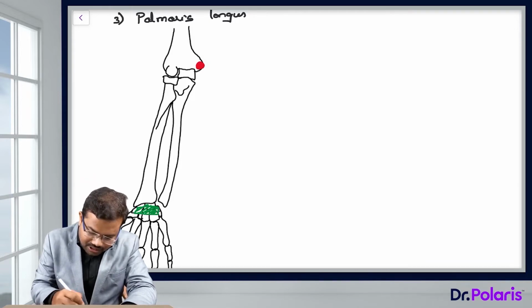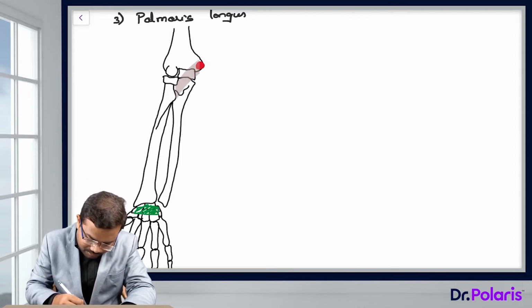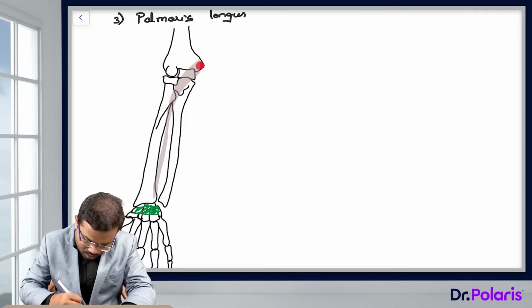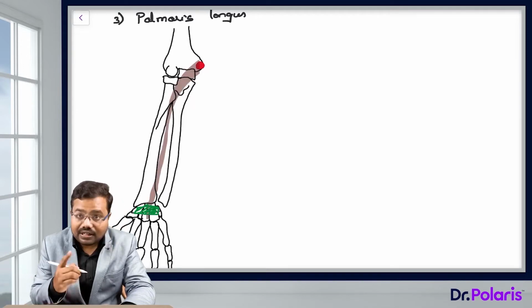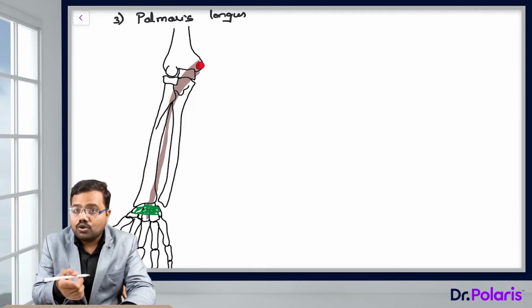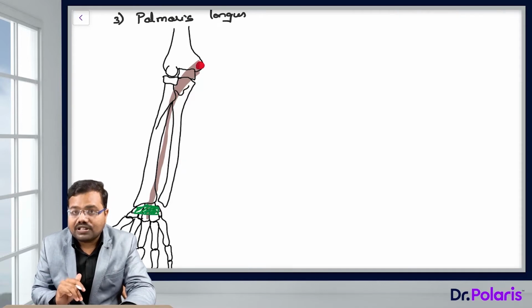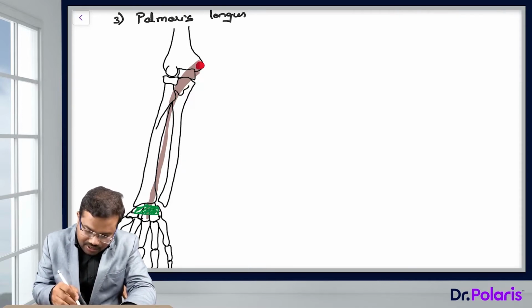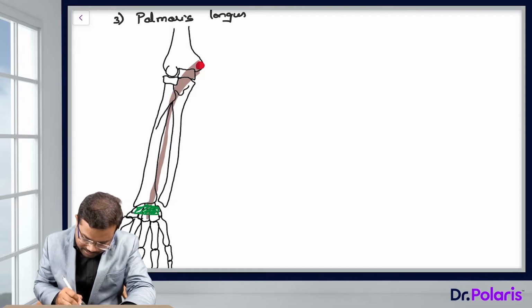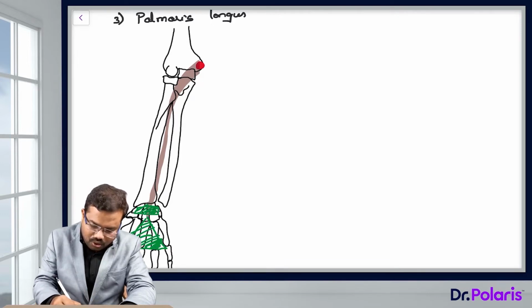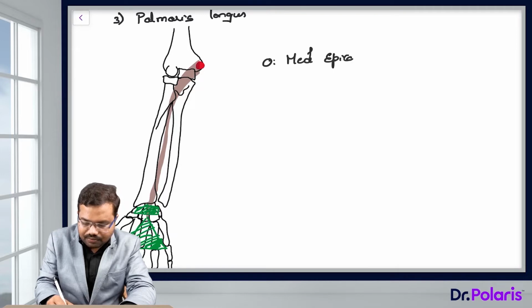So the extension can be from the medial epicondyle. From there it will be coming down all the way superficial to the flexor retinaculum. The only tendon which is going superficial to the flexor retinaculum is the Palmaris longus. From there it will be dividing as a triangle shaped aponeurosis like this, that is called the palmar aponeurosis. So origin, medial epicondyle of humerus.